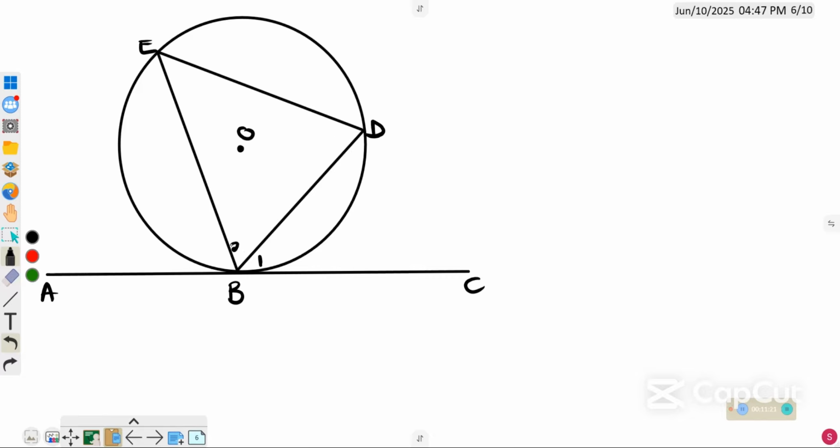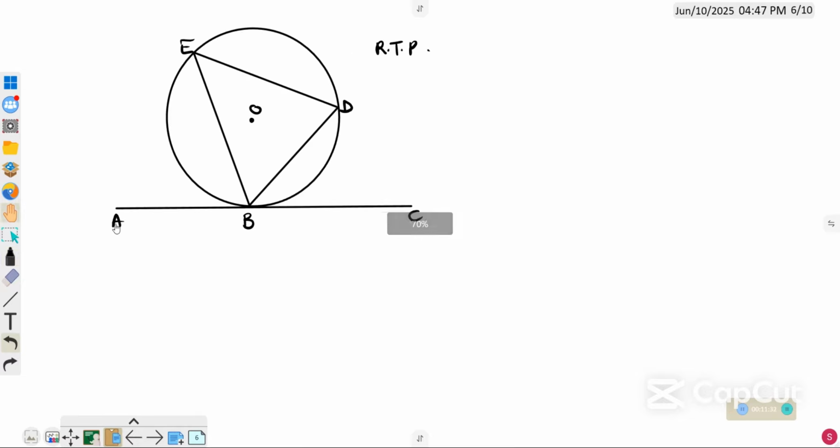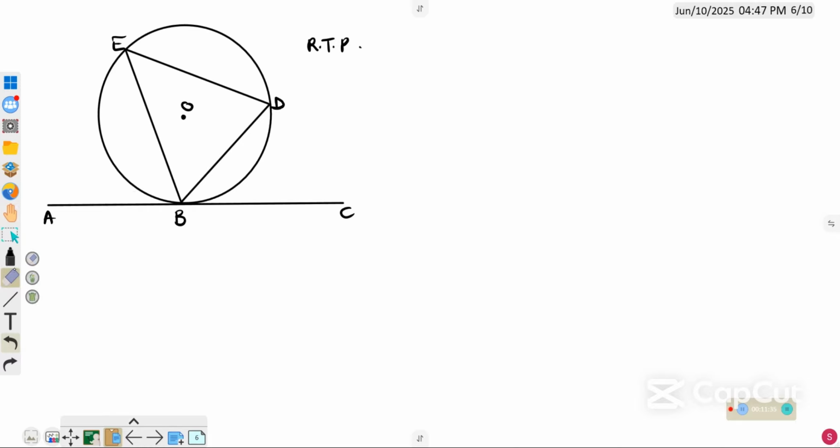In fact, let's not name it B1 and B2. So you state first what you are required to prove. Start here. You first need to state what exactly you are required to prove. You are required to prove the following: that the angle CBD, which is this angle right here, is equal to the angle E. The angle between a tangent and a chord is equal to the interior opposite angle, or the angle in the alternate segment.